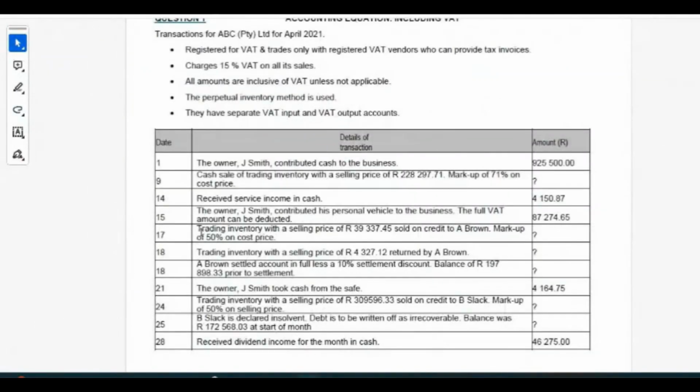It says here that on the 17th, trading inventory with a selling price of this amount is sold on credit to a creditor. In this case, it is A. Brown, and there's a markup of 50% on cost. So you can already see what's happening here. Yes, there is a sale, but now it is not the bank account that is going to increase. It is our payables or our debtors that is going to increase. So let's have a look there.